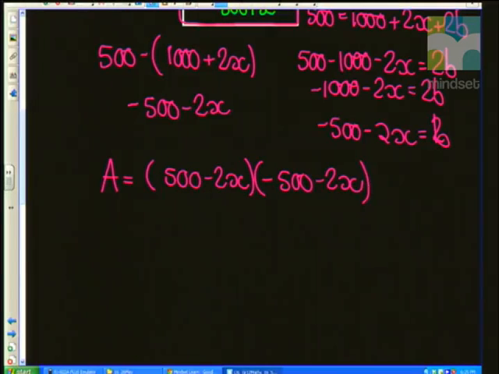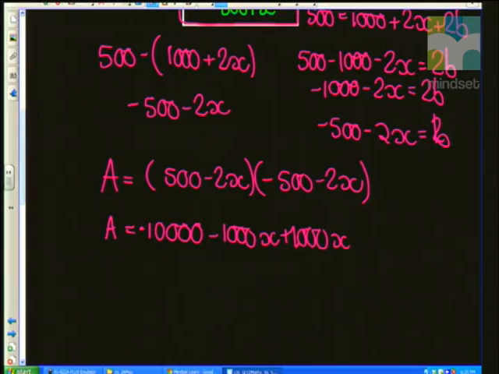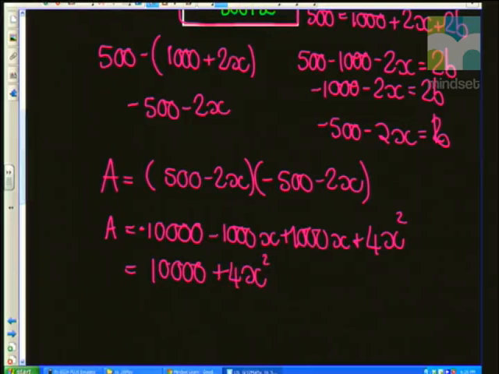And when we have that formula, let's just times that out. Let's see, that's going to be 10,000. I've got minus 1,000x. I've got plus 1,000x. And I've got plus 4x squared. So I've just FOILed that out. Let's just simplify that. So we've got 10,000 plus 4x squared, all right? And that represents your area.